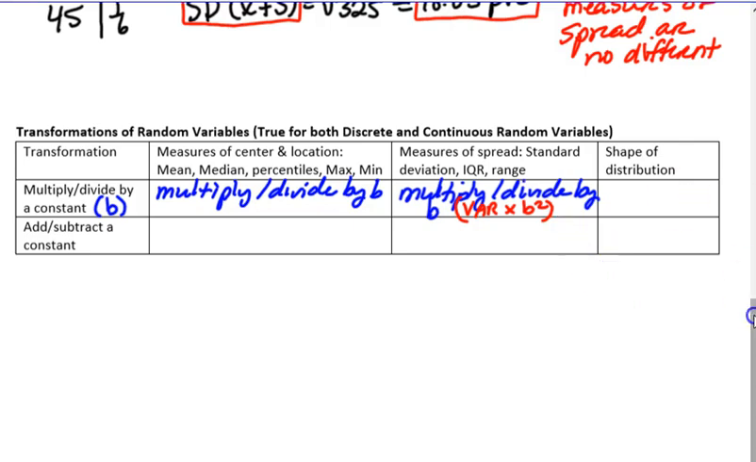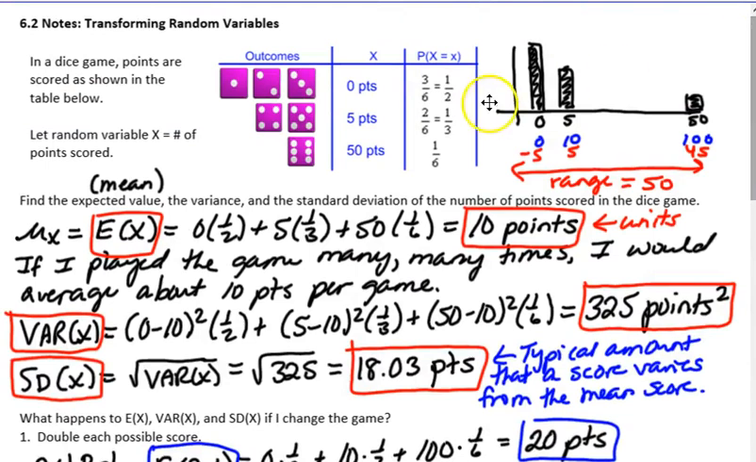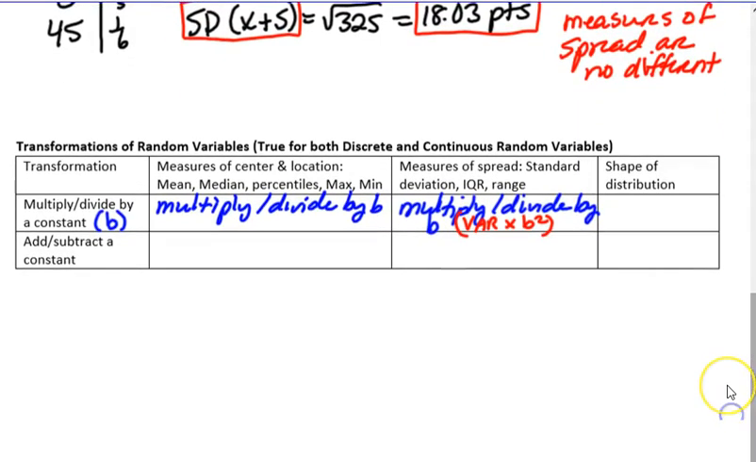The shape of the distribution, so notice it doesn't really matter how I rename these values. It's still going to have the tallest bar here, then this one, whether it's 0, 5, 100, or 0, 10, 100, or negative 5, 5, 45. The shape of the distribution does not change. So no change in the shape.